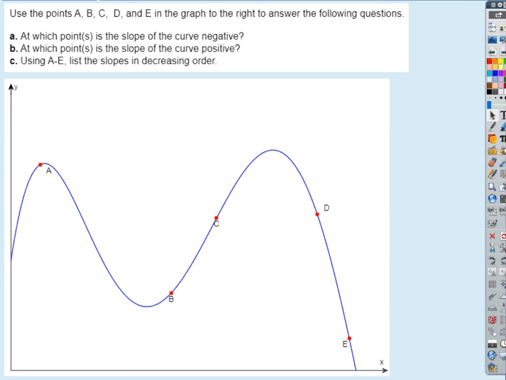Okay, so what about this? Everyone have a look please at this graph up here of this function. They don't give us any numbers or anything, but they want to know at which points the slope of the curve is negative. So A, B, C, D, and E. Which ones are negative? We'll color code these.